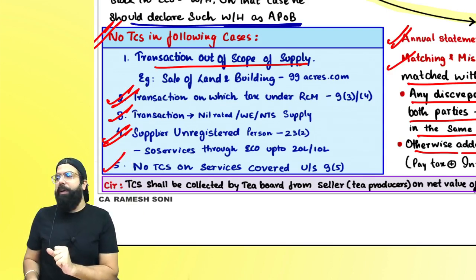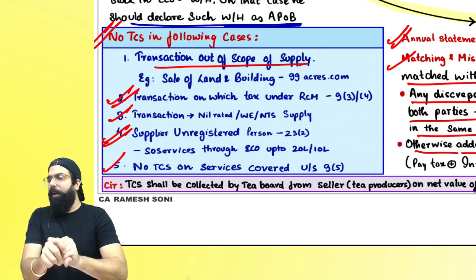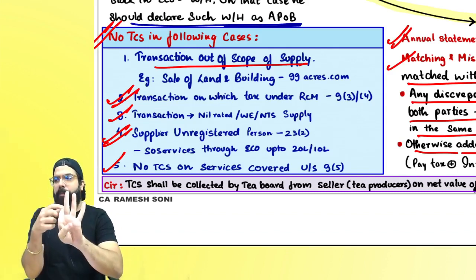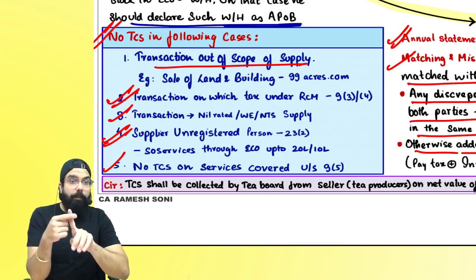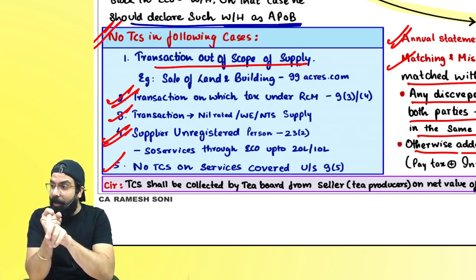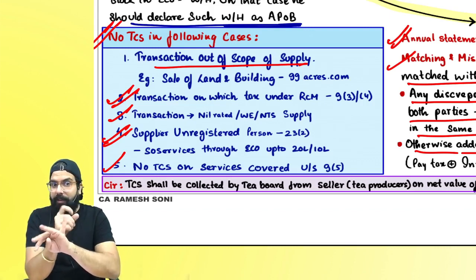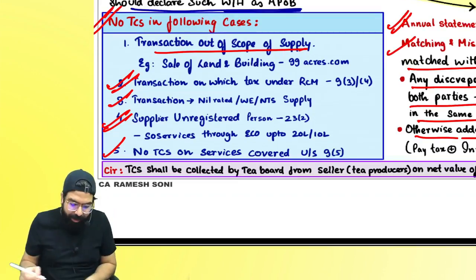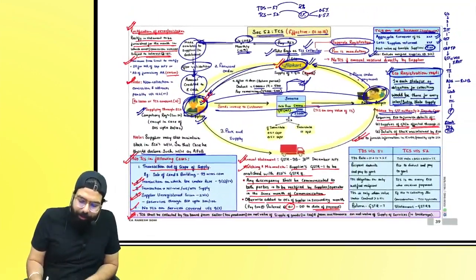And the fifth one is no TCS in case of services covered under section 9(5), which is transportation of passengers by radio taxi, maxi cab, omnibus, or any other kind of motor vehicle. Amendment, right? Housekeeping services, accommodation service, and restaurant services. Right, everyone?